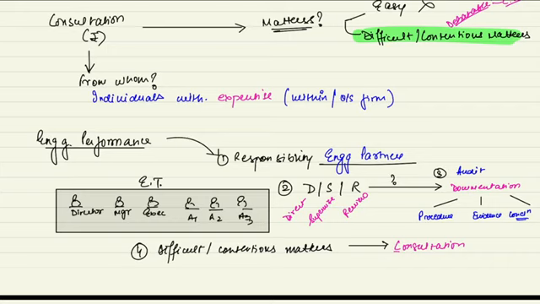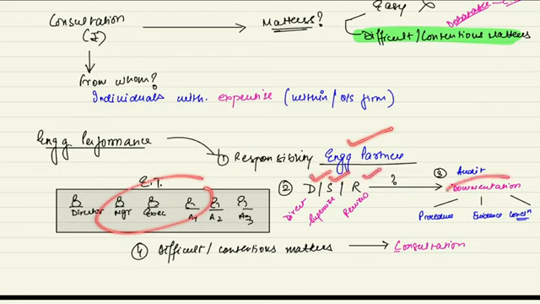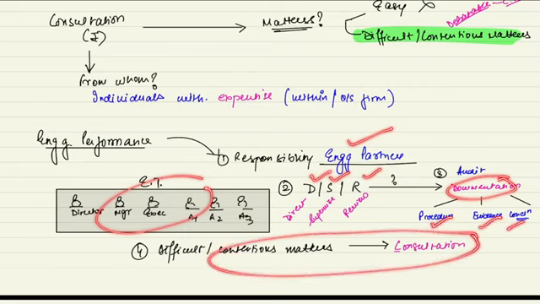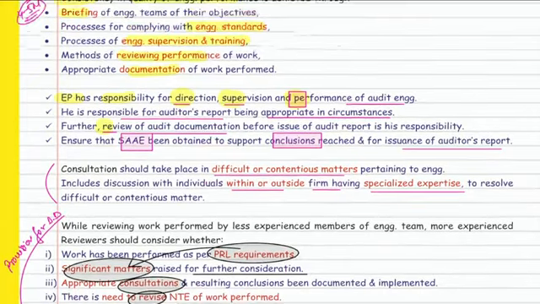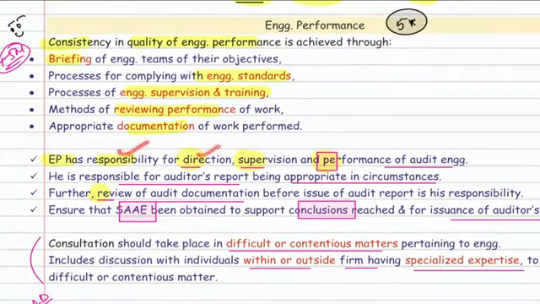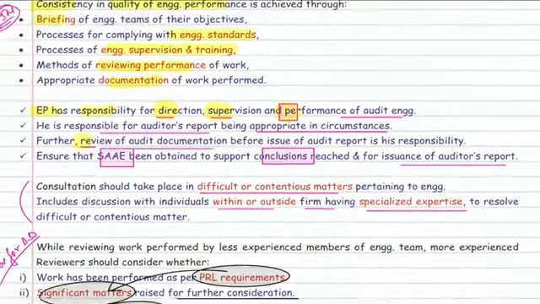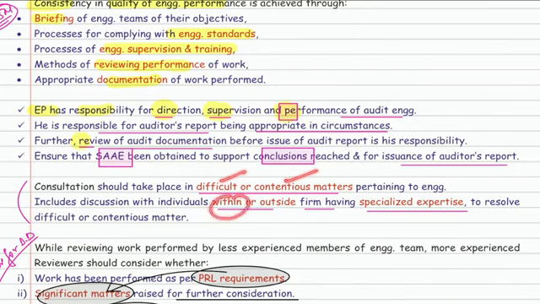Everyone look at the board. Responsibility with the engagement partner. Who does the work? Engagement team. So he has to direct, supervise and review the documentation which involves procedures, evidence and conclusion. And last, consultation on difficult and contentious matters. So these are the points. Engagement partner is responsible for direct supervision and review of documentation. Documentation just checks whether evidence obtained and conclusion reached for report. Consultation should be done on difficult contentious matter within the firm or outside the firm, but from specialized people.